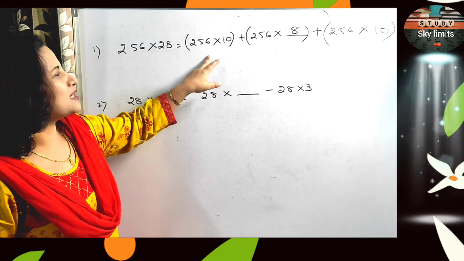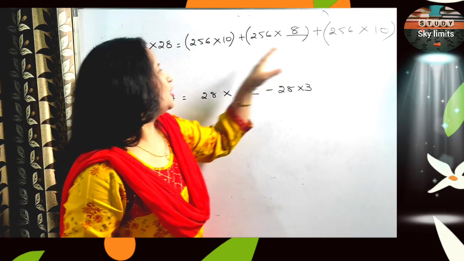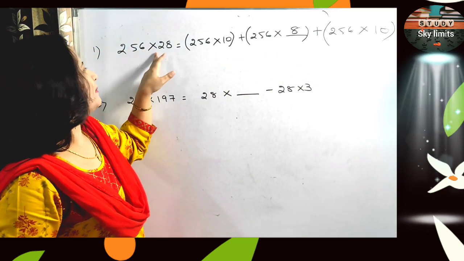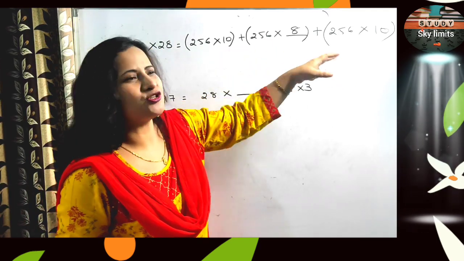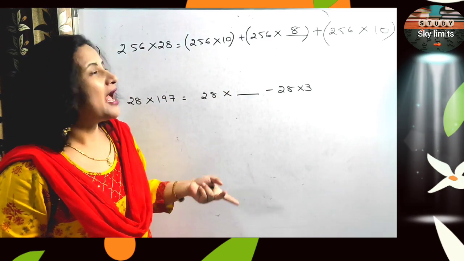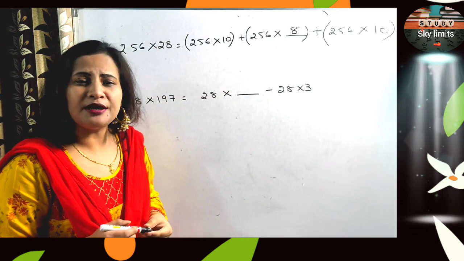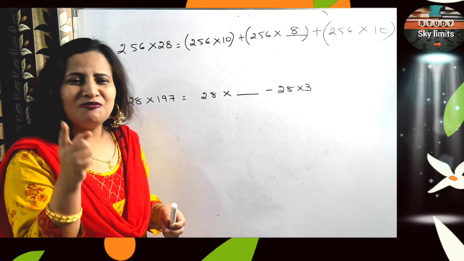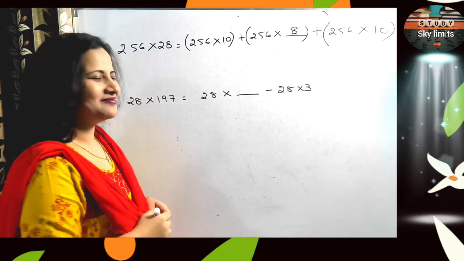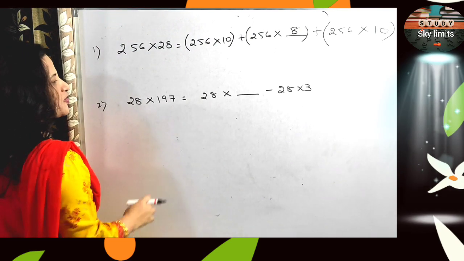Because once you start solving this, you will take 256 as the common number and multiply to 28, because 10 plus 8 plus 10 should give me 28. And you have to name the property also. What is the property used here? Distributive property of multiplication over addition. Right? Now let us come to the next question here.